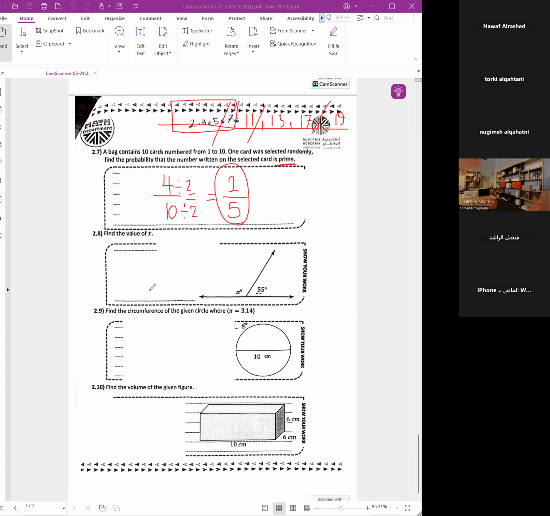Now, the next question. Is the sum 90 or 180? All of you write in the private chat quickly. The sum is 180. So if this is 55, I'm going to get x. x plus 55 equals 180. So we should subtract 55 from both sides. So now x equals 125.